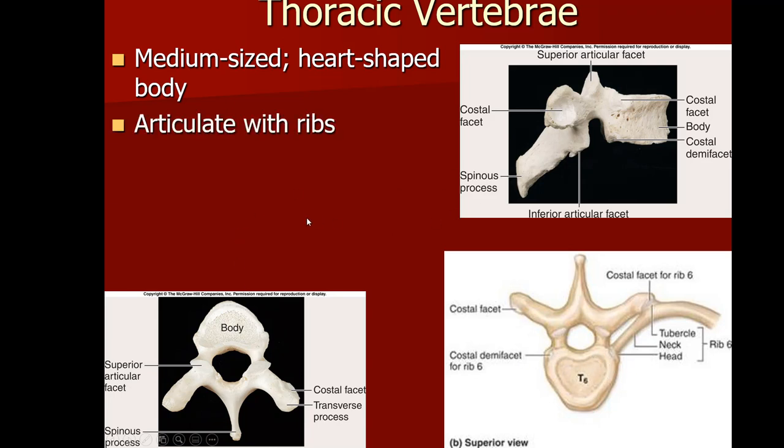They articulate with the ribs. So you have 12 thoracic vertebrae. You have 12 pairs of ribs. So your ribs all start on the thoracic vertebra. And you can see that here. You see a rib connecting.